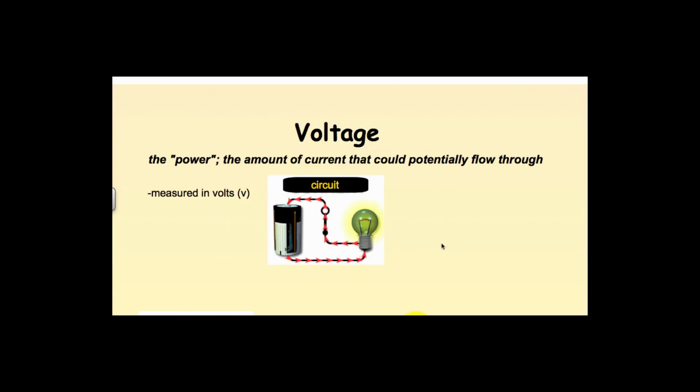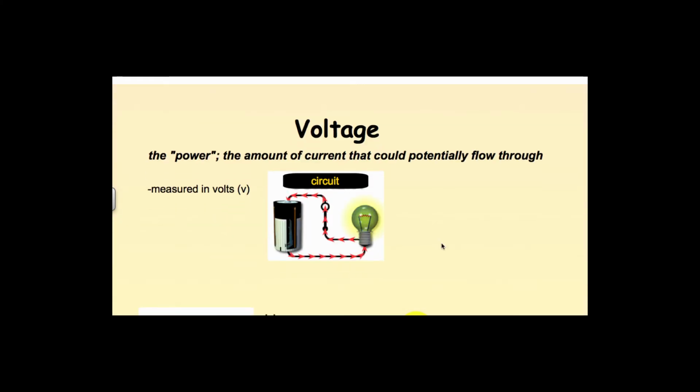So like I mentioned earlier, we need a power source to make a circuit actually work. In the lab, you used the batteries to be able to light the Christmas light. So voltage is just the power. In the cases that we'll be using in labs, most of the time it will be a battery. So the voltage is the amount of current that could potentially flow through something. It's measured in volts. So in this circuit, you have a battery, which is lighting up the light bulb, very similar to what you guys did.